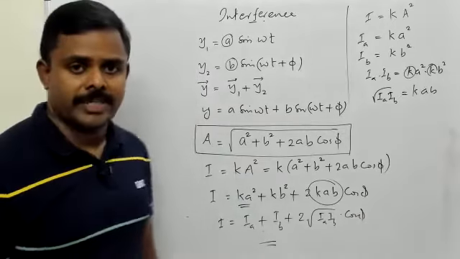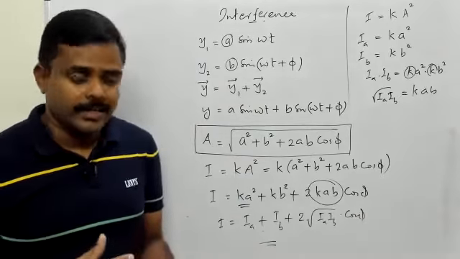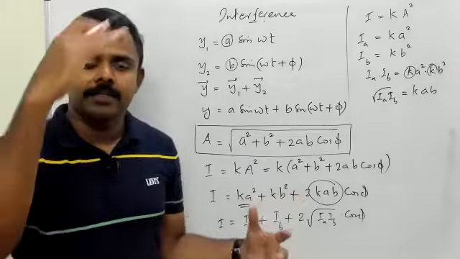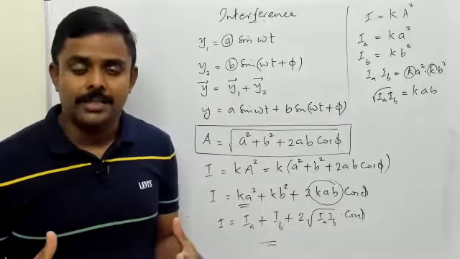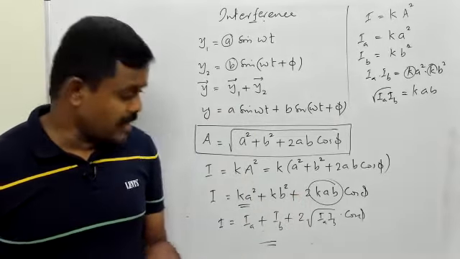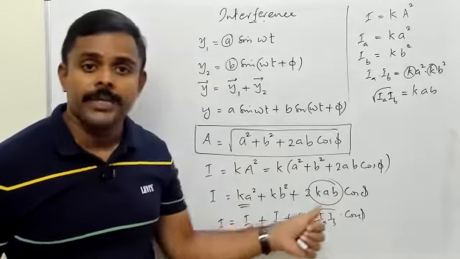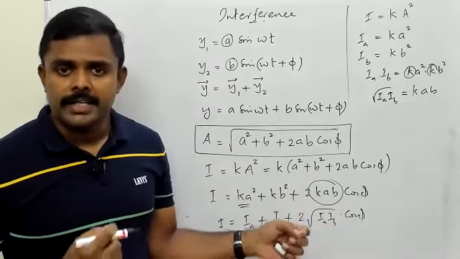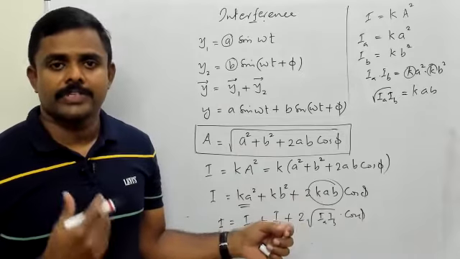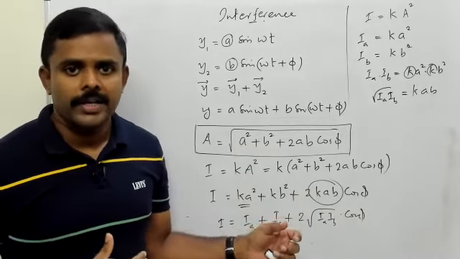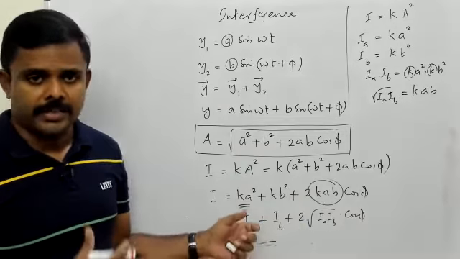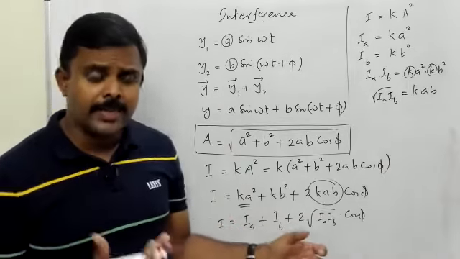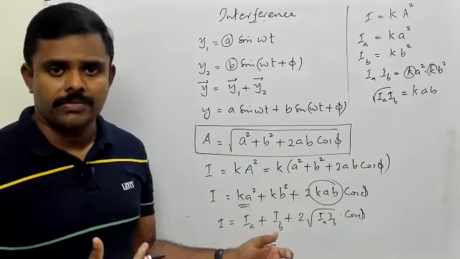So contrary to our expectations, we were expecting what? When intensity Ia and intensity Ib join together, you expect Ia plus Ib. But instead, we see a third term, which is called the interference factor. Interference factor, which causes a beautiful phenomenon called interference in physics.